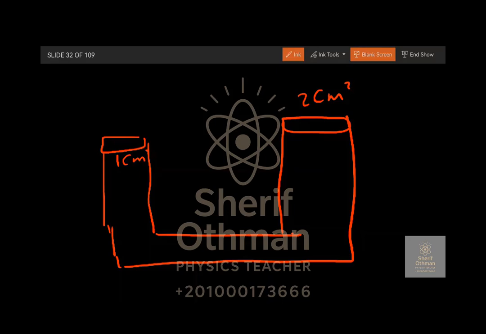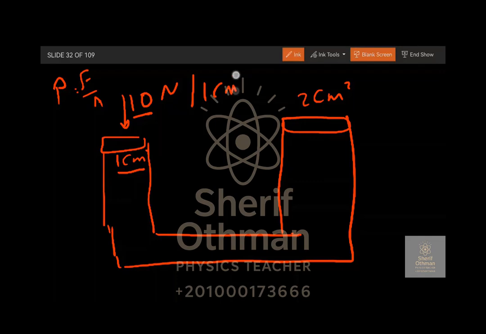As we said before, guys, the pressure is the force applied on a unit area. So here is the unit area, 1 centimeter squared. If the force applied here is 10 Newton, it will be transferred as 10 Newton for each 1 centimeter squared. The resulting force here will also be 10 for this 1 centimeter squared and another 10 for this centimeter squared.